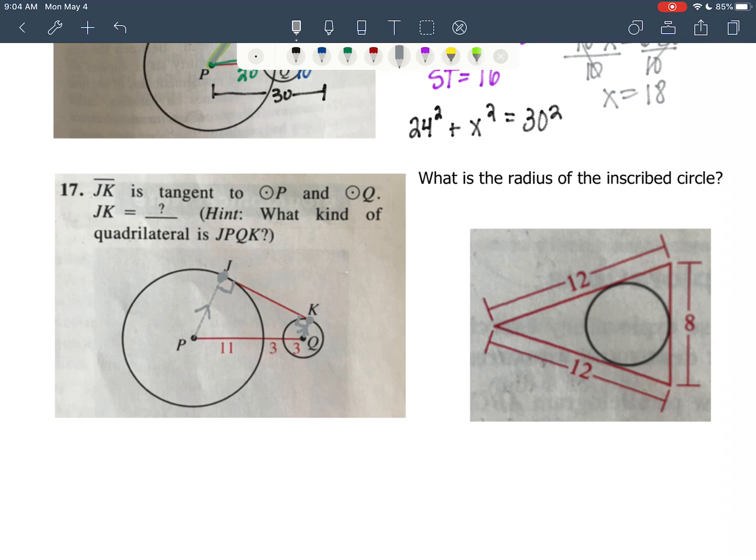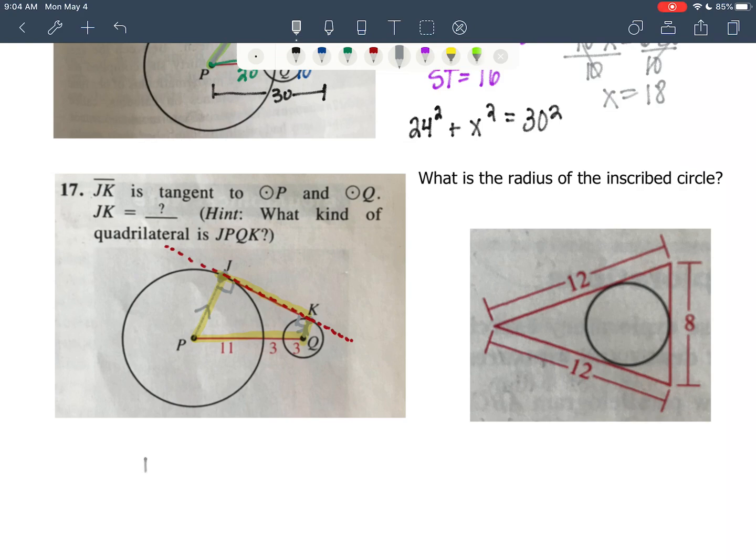And that's because we've got that, let me show you, one line that's perpendicular to two others makes those two others parallel. Okay. So that gives us a parallelogram. That's kind of cool. So we've got a parallelogram.